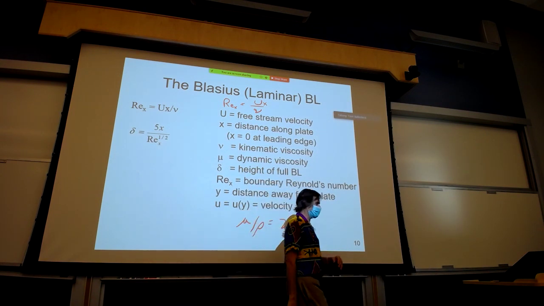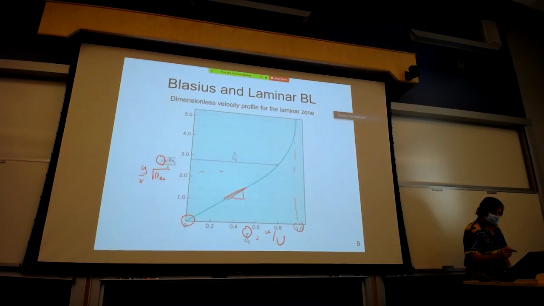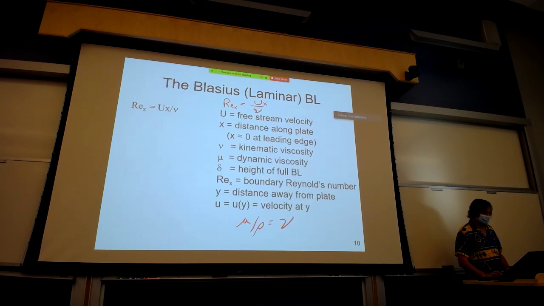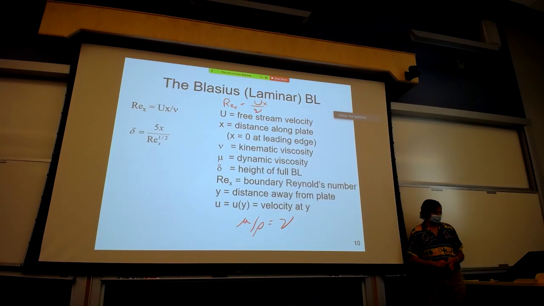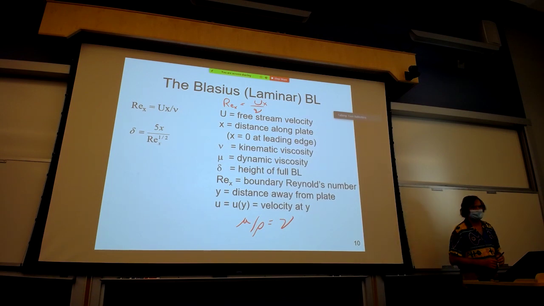And the height, again from Blasius, if you look at the full height of the boundary layer, which is at the very right of that figure, I'm just going to go back a little. If you just study that point, that's where y is equal to delta. From that point, you can determine that the height of the boundary layer is 5x over Re_x to the 1/2, just by his dimensionless velocity profile.